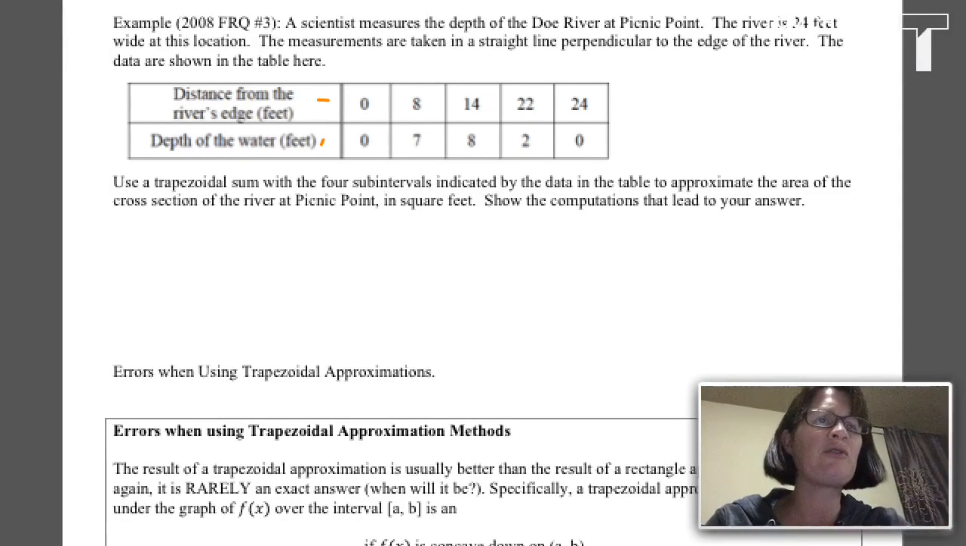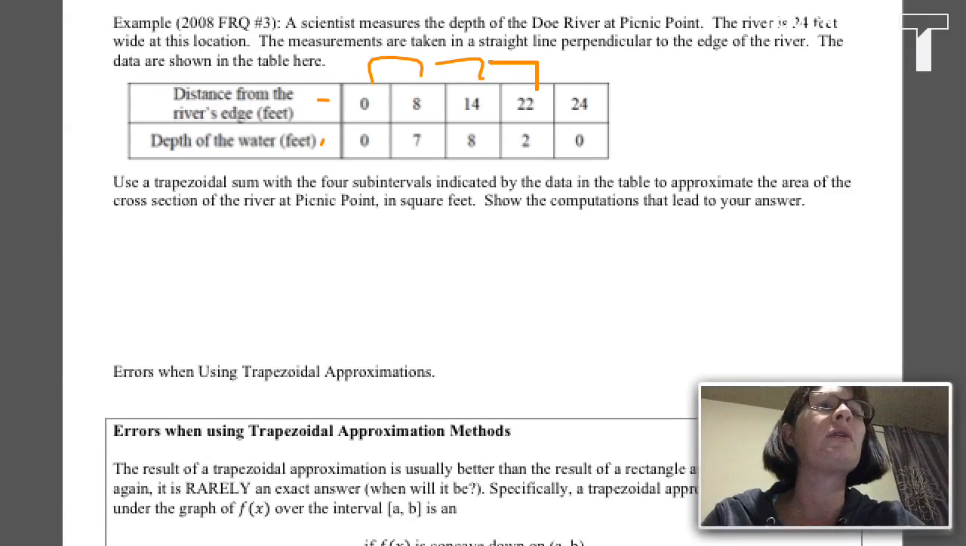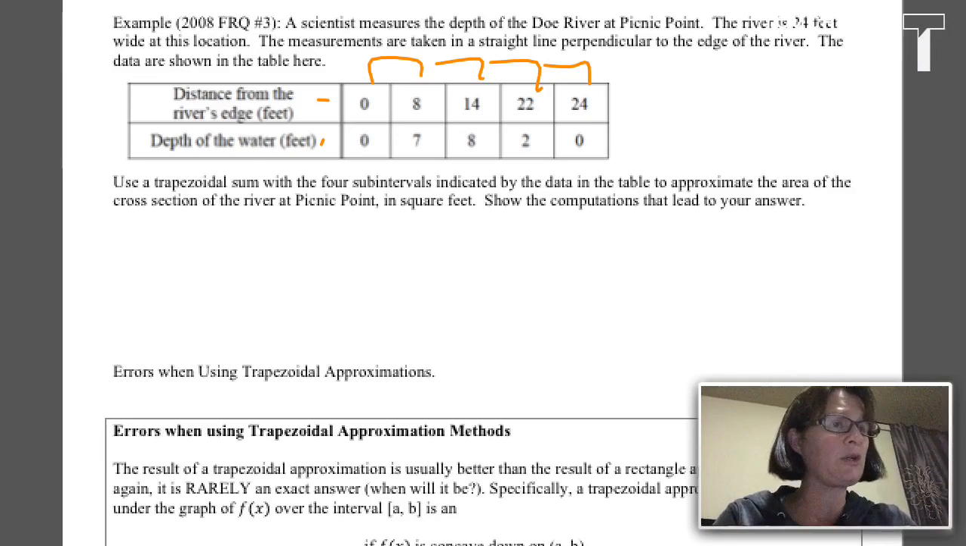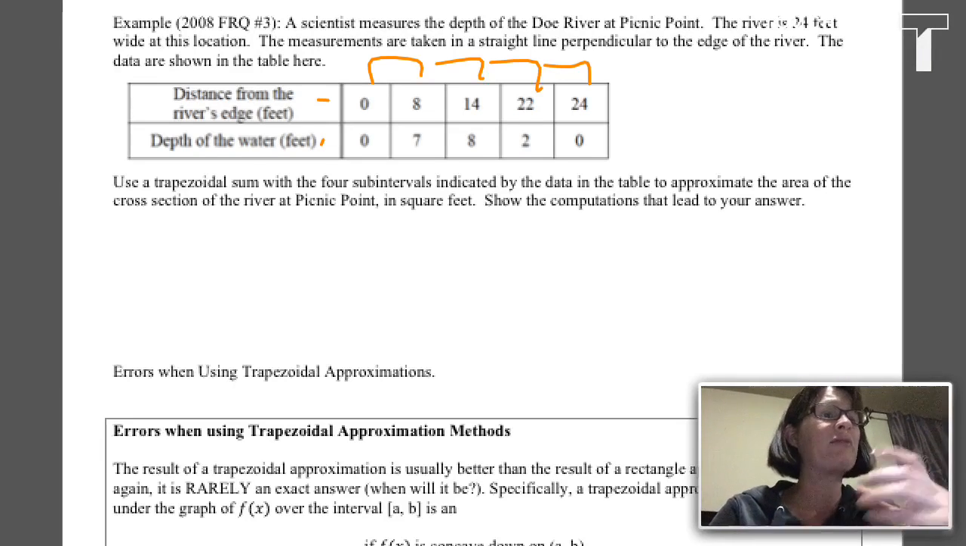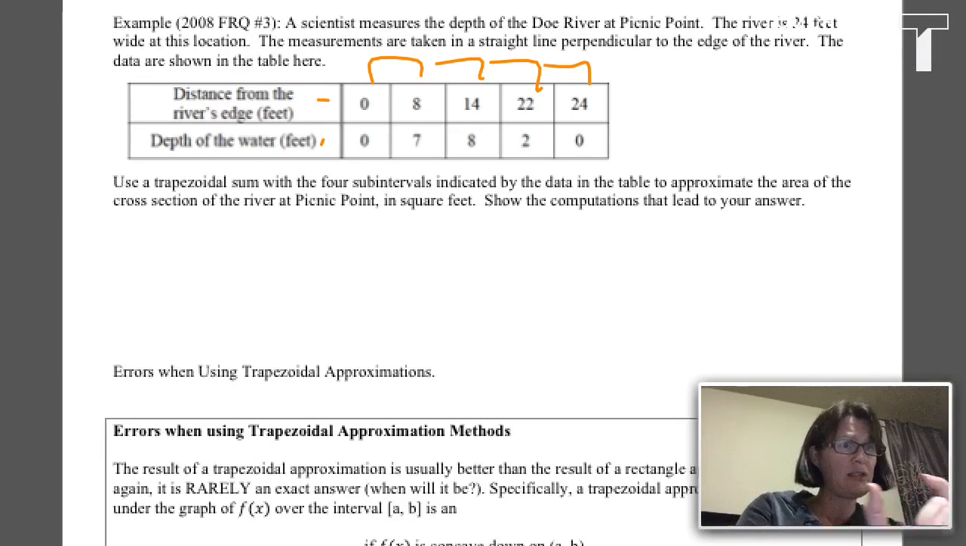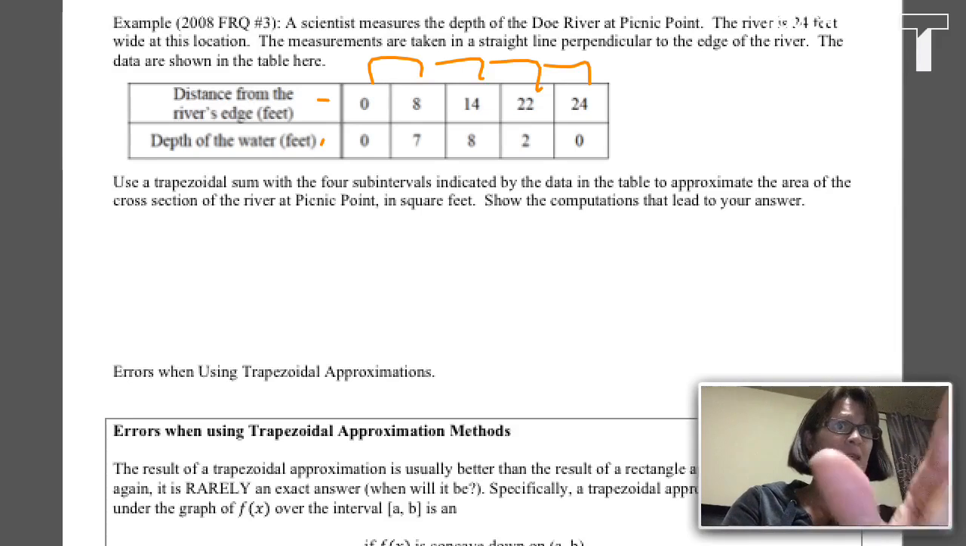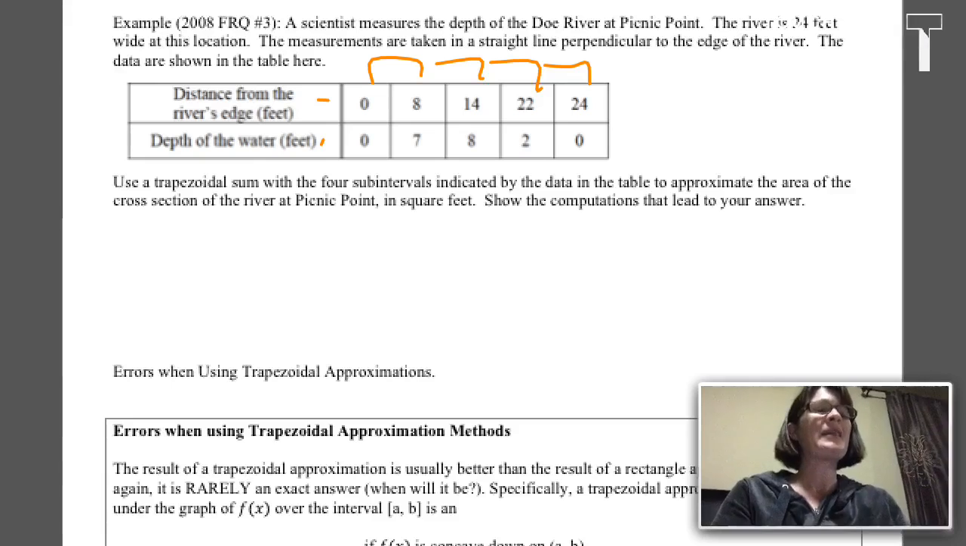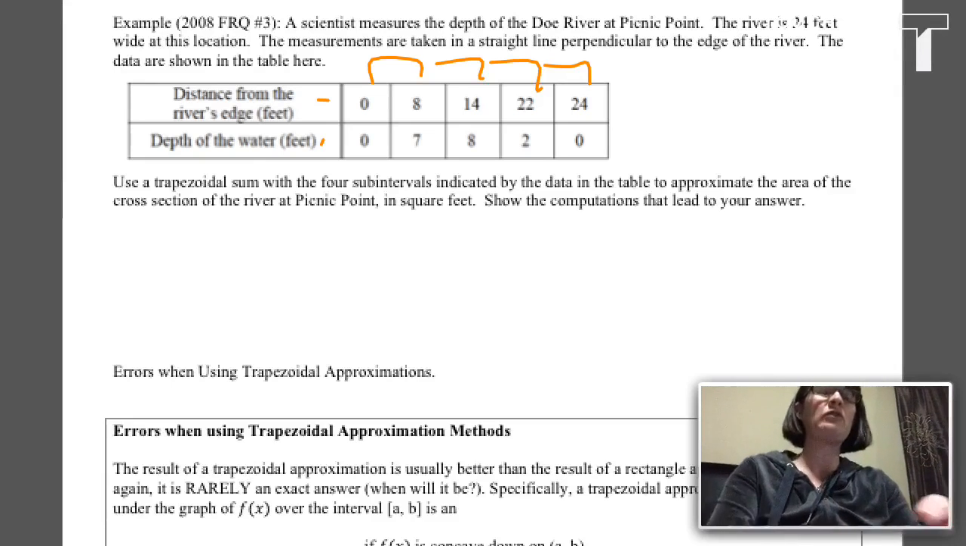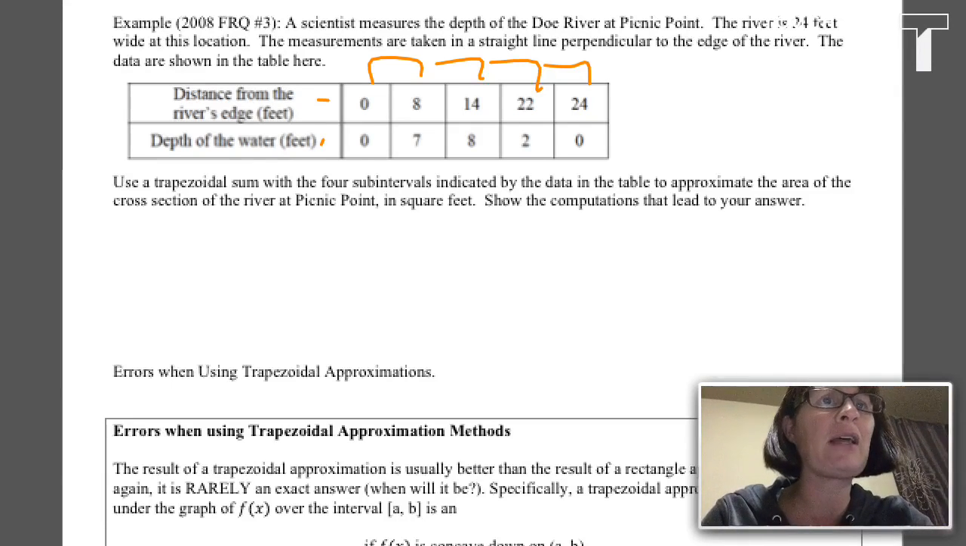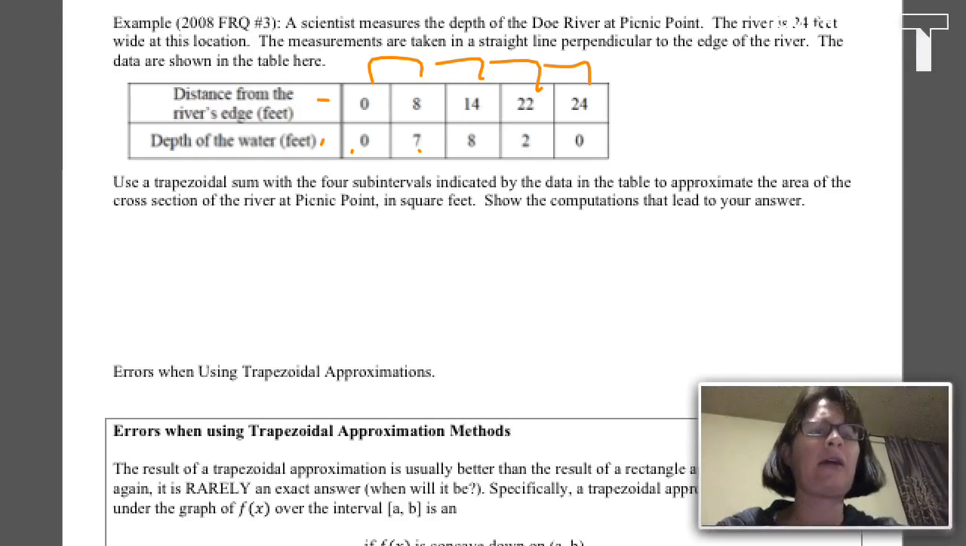First, notice I've been asked to use 4 subintervals, and again, they're not trying to trick you. That's going to be 1 subinterval, 2, 3, 4. And each one of my trapezoids is going to have the distance across, which is the difference between the input values, the distance across the interval, and then I'm going to multiply by the average of the 2 heights. They're the 2 heights that would have been my left hand and right hand rectangle values, but I'm going to average the 2 together.